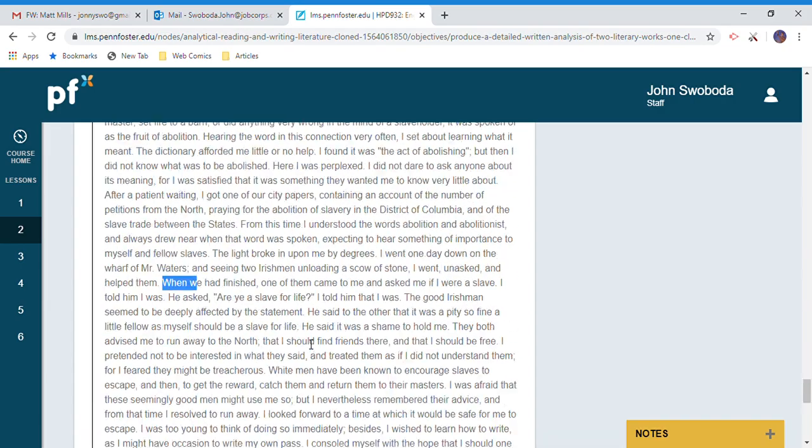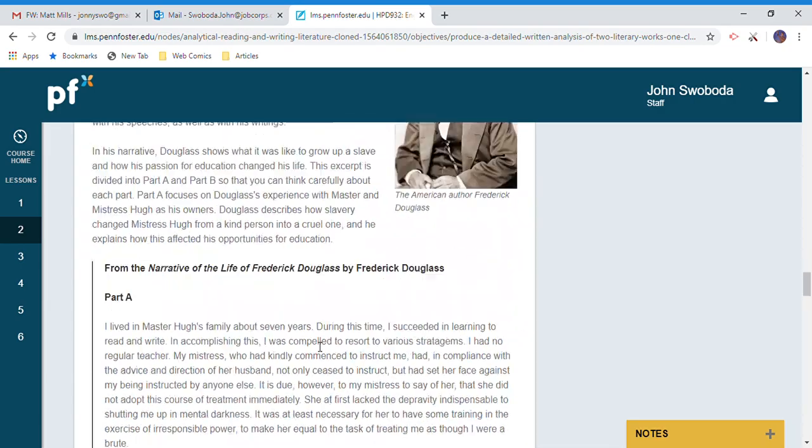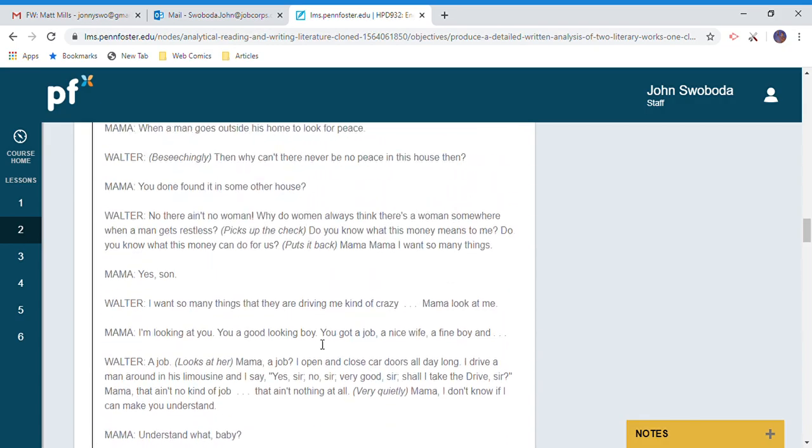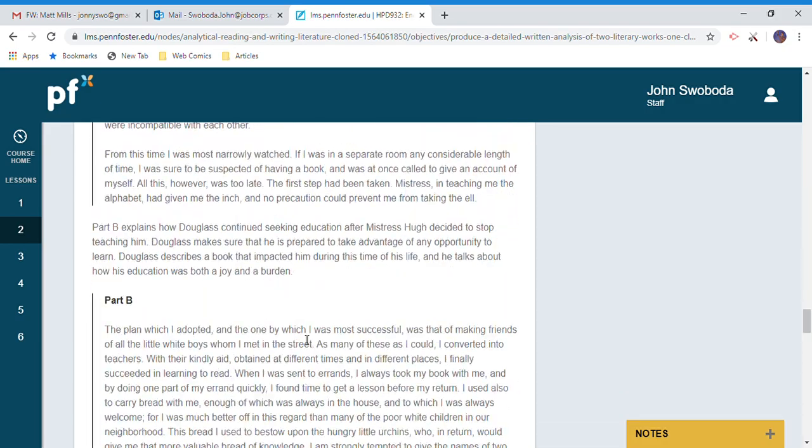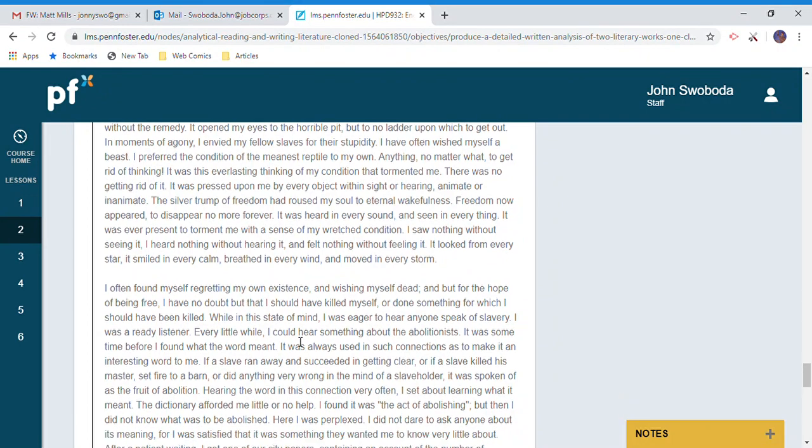Okay, so the essay is supposed to be a compare-contrast of those two bits: that play, Raisin in the Sun, and that autobiography of Frederick Douglass.